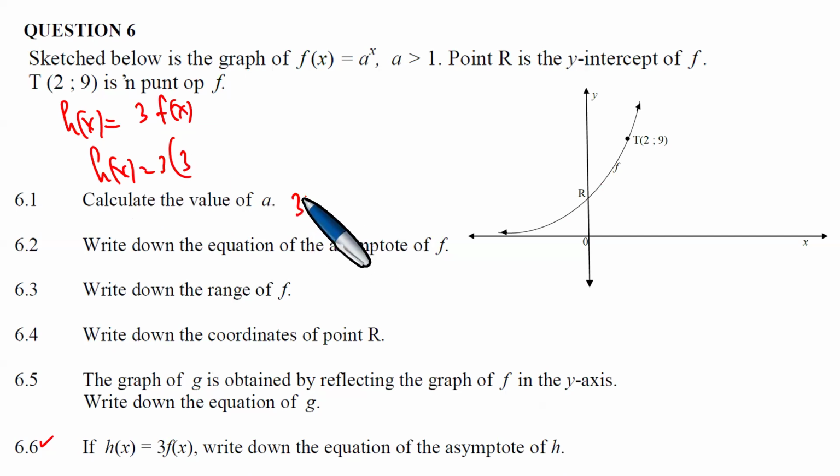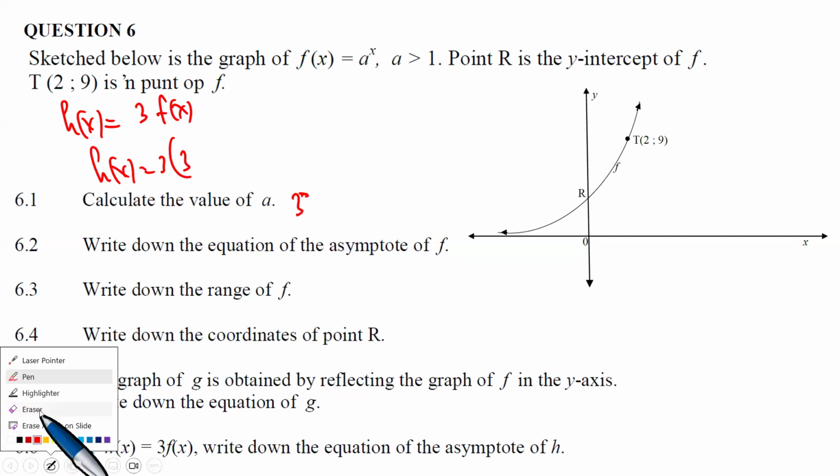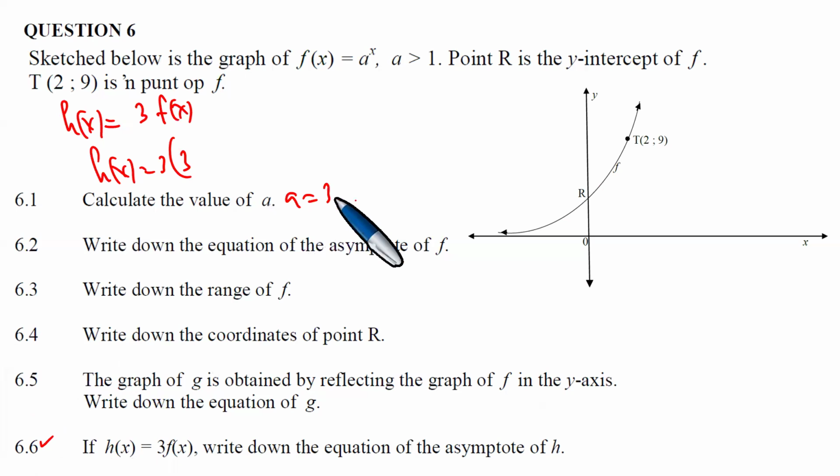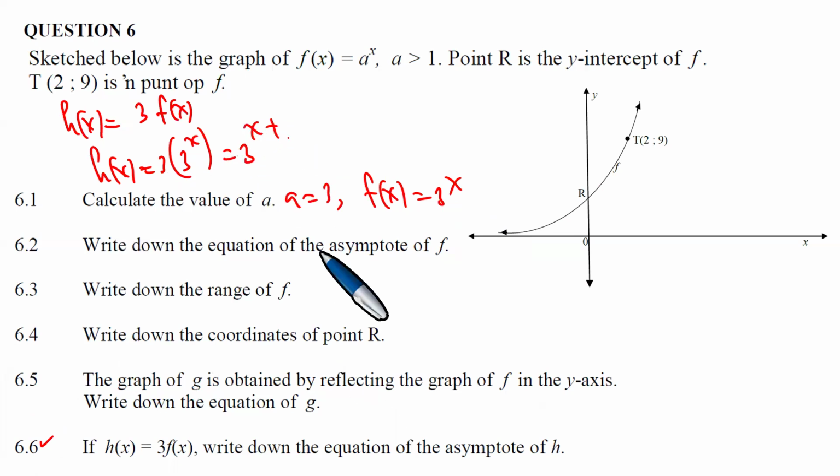And if h is 3 times f, what is f? We said that here a is the same as 3, and f of x is 3 to the power x. If you multiply, it is 3 times 3 to the power x, which is 3 to the power x plus 1. Write down the equation of the asymptote. So the question becomes, what is the asymptote of the function? If you look at this function, the asymptote is noted by the constant there.